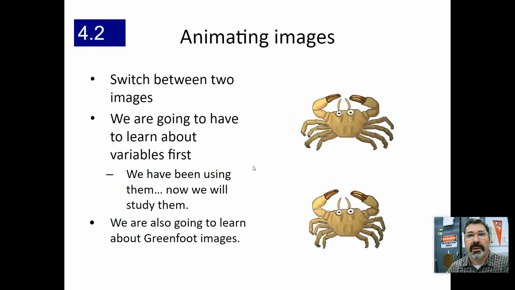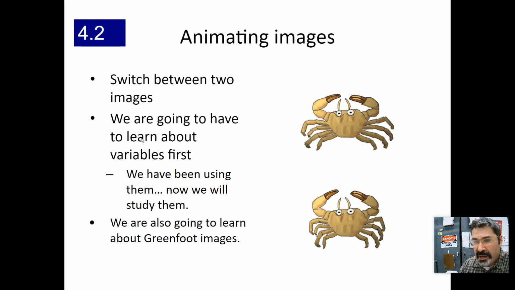All right, here's the deal. We need to animate our crab, right? It's kind of lame that our crab just looks like he's floating around. He needs to look like he's walking around, right? In order to do that, we need to switch between 2 images, because this image, this image. So we're going to go like this, and it's going to give him the impression that he's walking around.